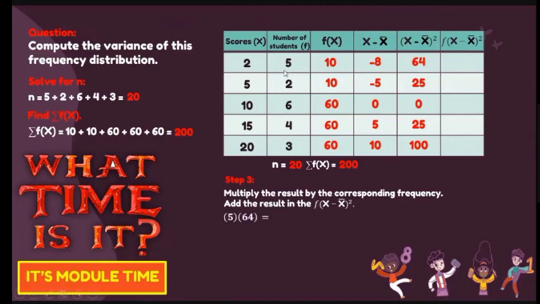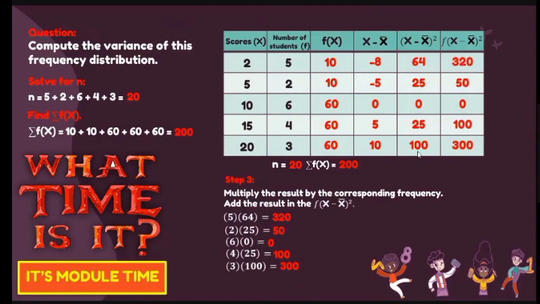Next, you have to multiply again the second column by the fifth column. So 5 times 64 is equal to 320. Then 2 times 25, and then you will have 50. 6 times 0 is equal to 0. Then 4 times 25, and then you will have 100. Then last one, 3 times 100 is equal to 300. So the value for the given column, our sixth column, you will have 320, 50, 0, 100, and 300.